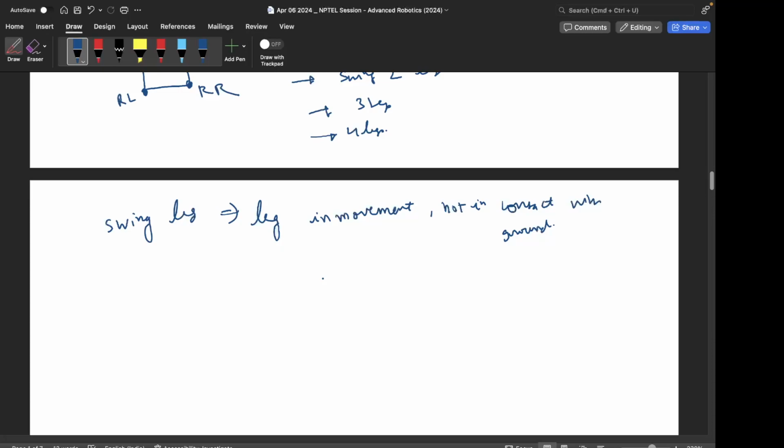So this is a very clear distinction from wheeled robots. In wheeled robots, the wheels are in continuous contact with the ground, and the friction that the wheels experience propels the robot forward. But in legged locomotion, the contact points are discrete, so no leg is in continuous contact with the ground.